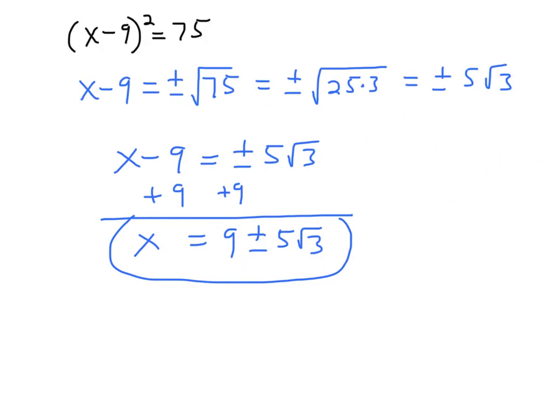Now remember, there's two solutions. One is 9 plus 5 root 3, and the other is 9 minus 5 root 3. Both of them are going to be decimals if you put them into your calculator.